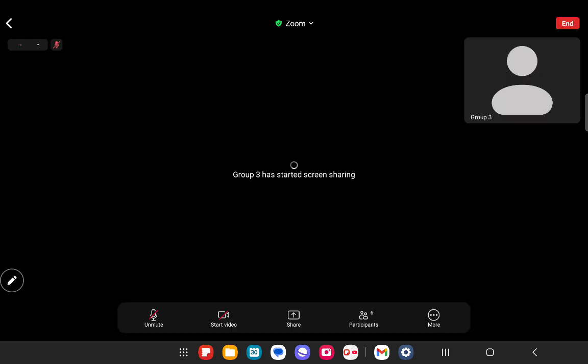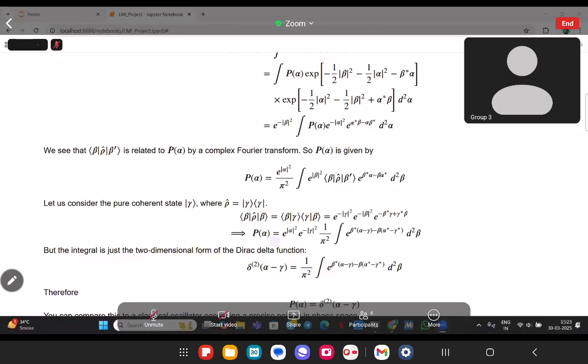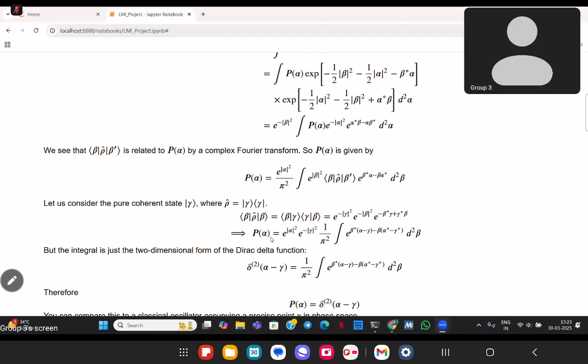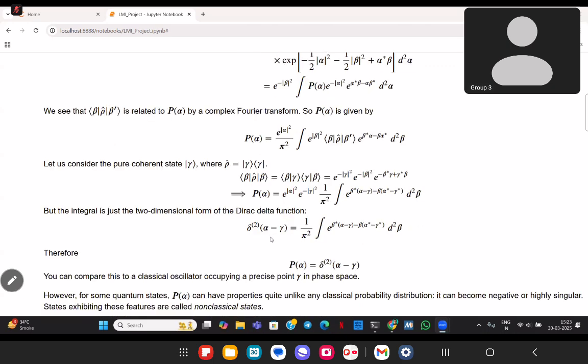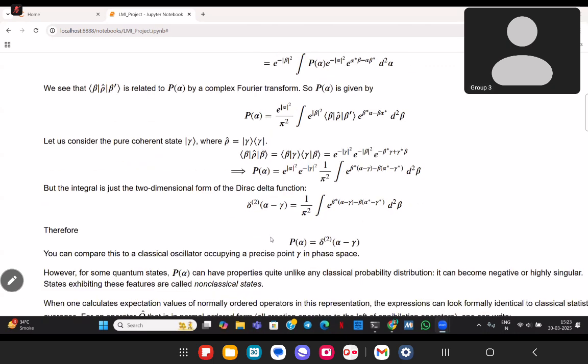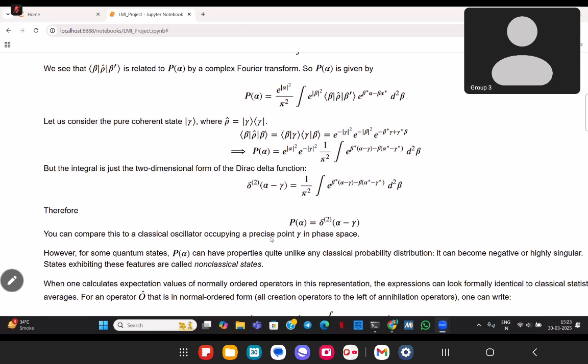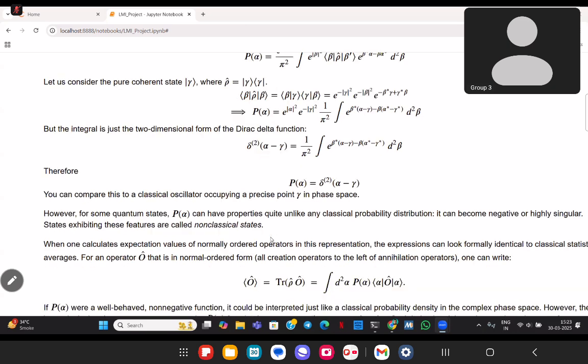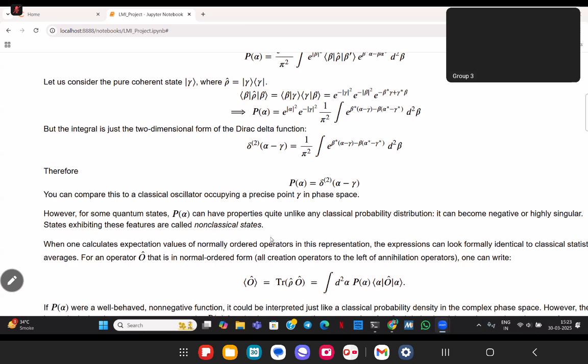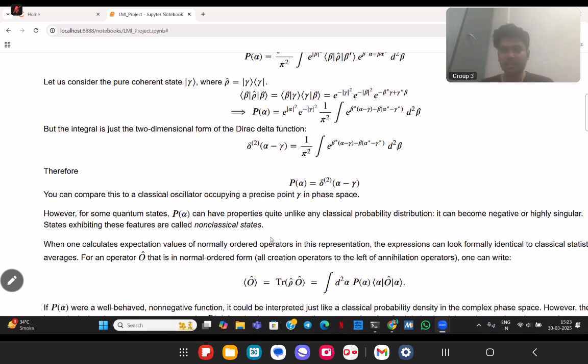However, this is a crucial point: for some quantum states P(alpha) behaves in ways that would be impossible for classical probabilities. When we calculate the expectation values of normally ordered operators, we get something that looks deceptively classical. The average of an operator is equal to the trace of rho times that operator.